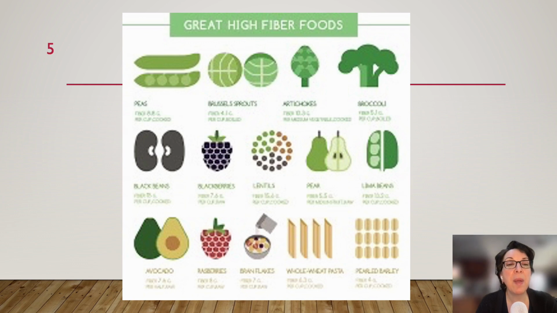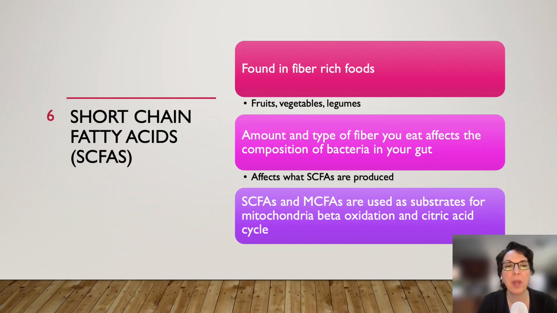How can you get more fiber? Well, you get more fiber from whole fruits and vegetables. It's mostly vegetables, such as Brussels sprouts or artichokes or broccoli. You can get them from berries like raspberries or blackberries, or black beans. Lentils have a lot of fiber. You can also get it from avocados or whole wheat pasta or barley. These are all foods that contain high fiber, and that is something that your gut loves.